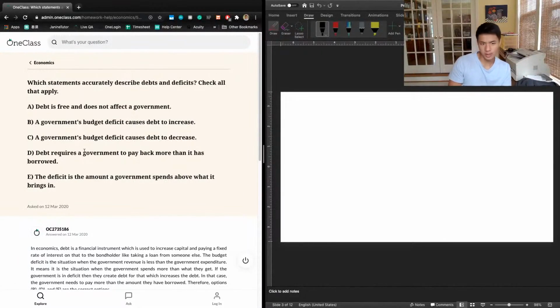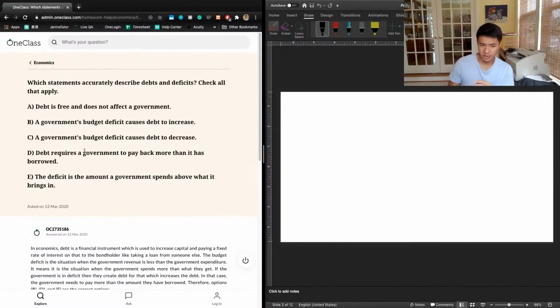A says that debt is free and does not affect the government, and that's false. Debt is not free, right? You have to borrow money from somebody, whether it be from American bondholders or from other countries or from the Social Security Reserve Fund. Debt has to come from somewhere, and so it's not free, and it does affect the government because debt not only needs to be paid back, but it also earns interest. And so as our debt grows larger and larger, the interest that we owe on that debt goes larger and larger as well, and that affects each year's budget proposal for how much money we have to actually spend on other things. So the debt is not free and it does affect the government. So A is not right.